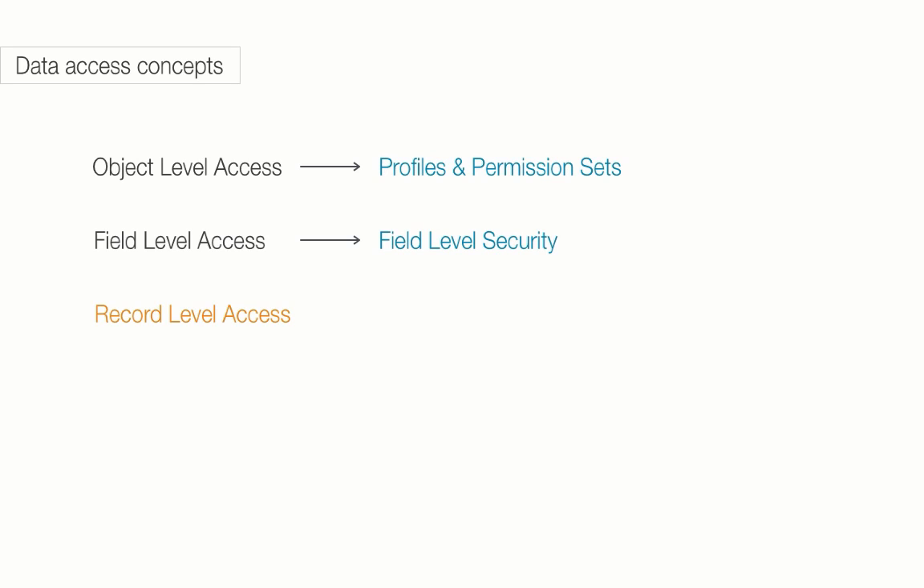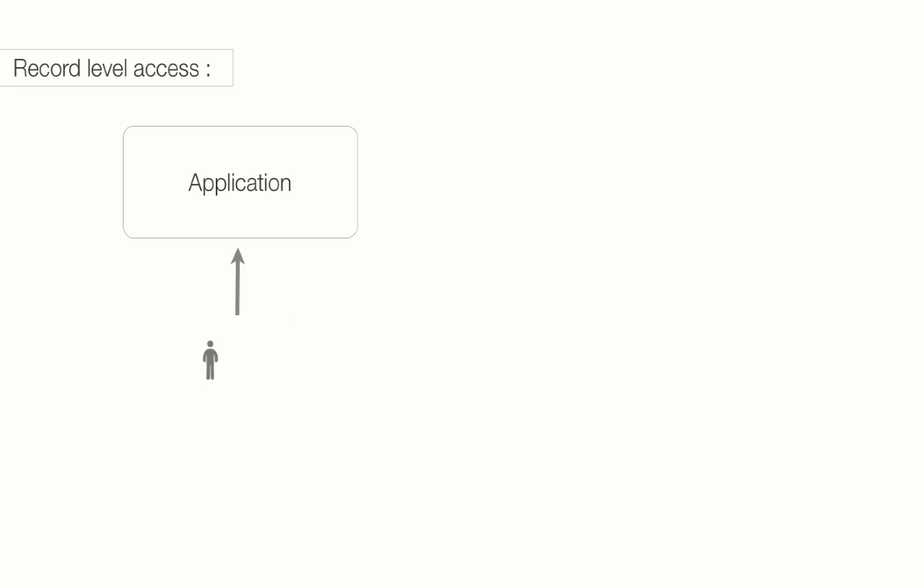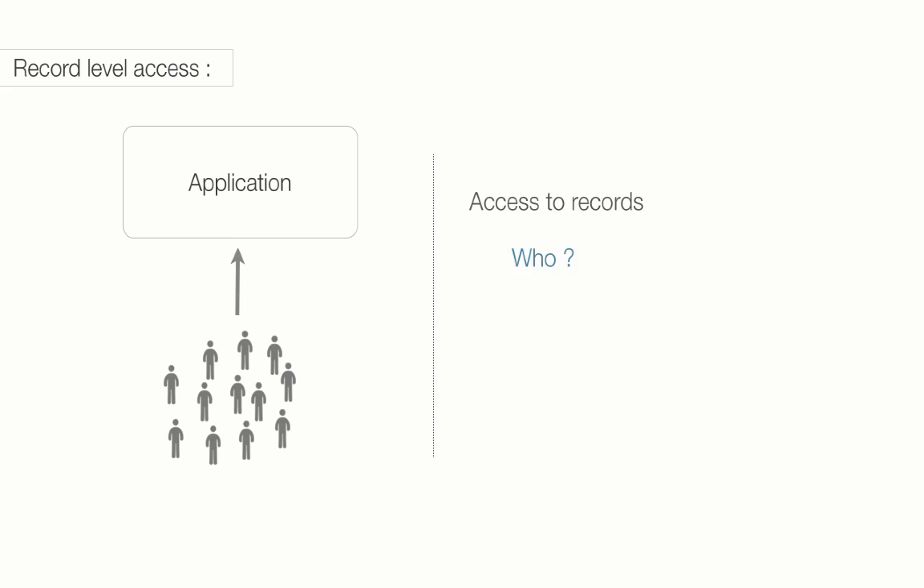Before we dive in, a user can be given different levels of access to records: read-only, edit, and full access. Full access gives users privileges like ability to share records, transfer ownership, and even delete records. When you have multiple users accessing the application, you want to think about who has access to records in an object, what level of access do they have, and why do they have access.